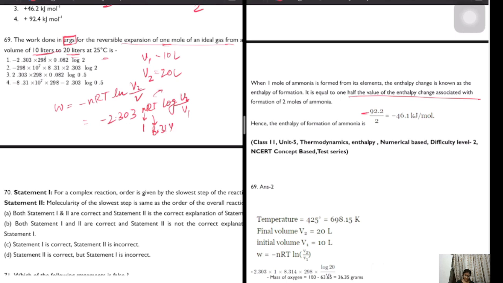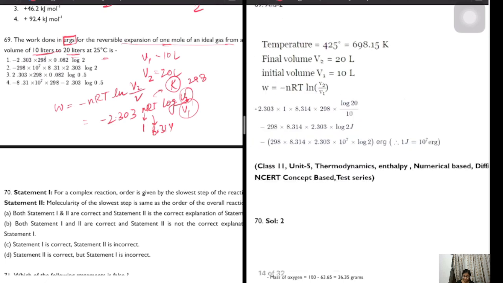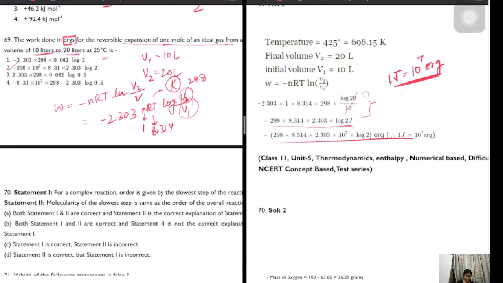Temperature is given to us. We'll take it in Kelvin, which would be 298. V2 is known, V1 is known. So we'll just put the value. But one important thing that we need to do is convert joule to erg. So for that, we use this expression. Okay. So we just substituted the values. This can be written as log 2 and this. So our final answer would be 2.